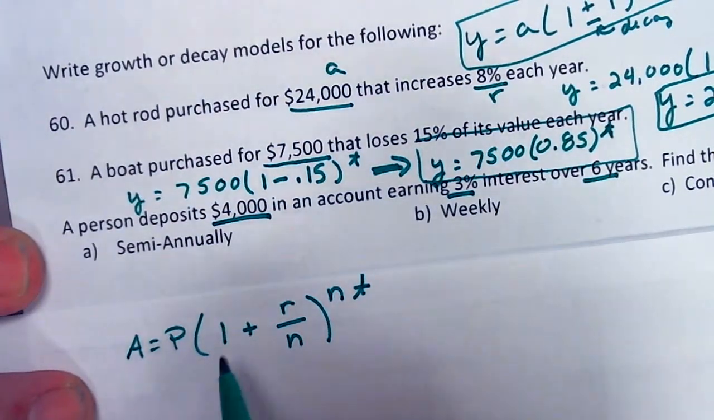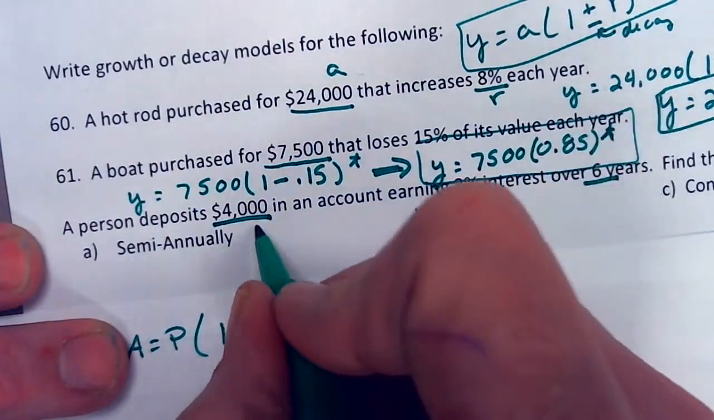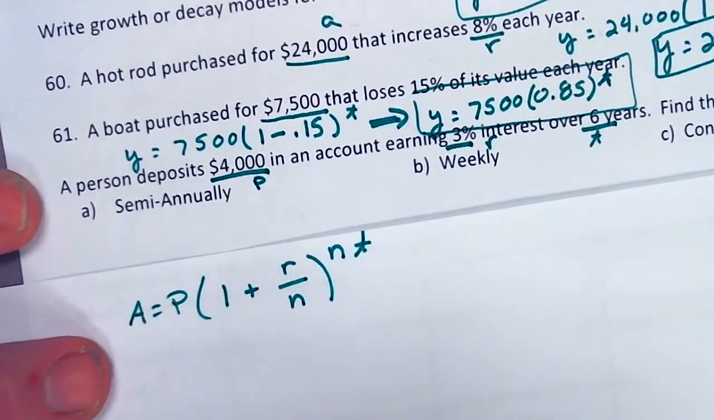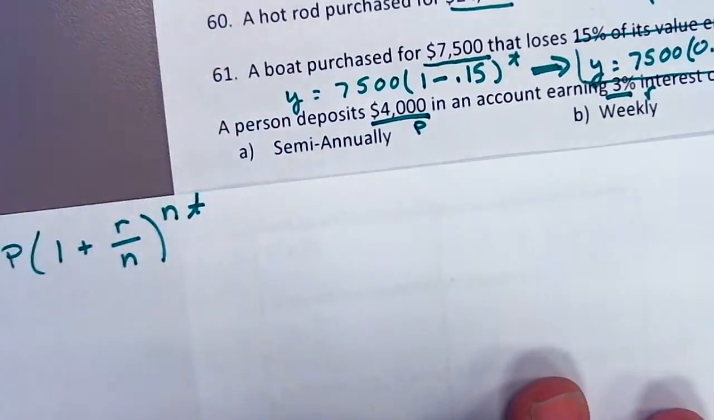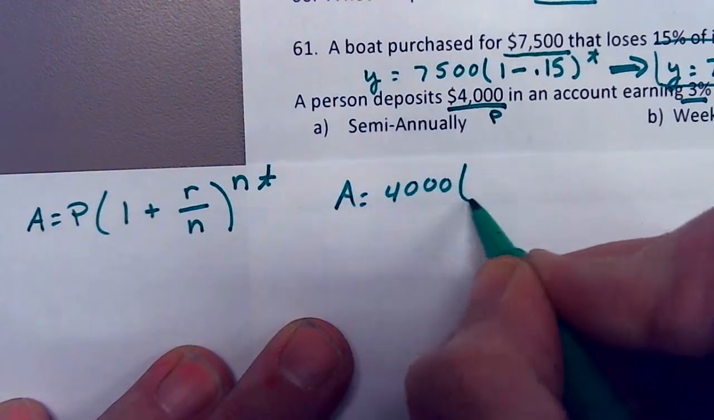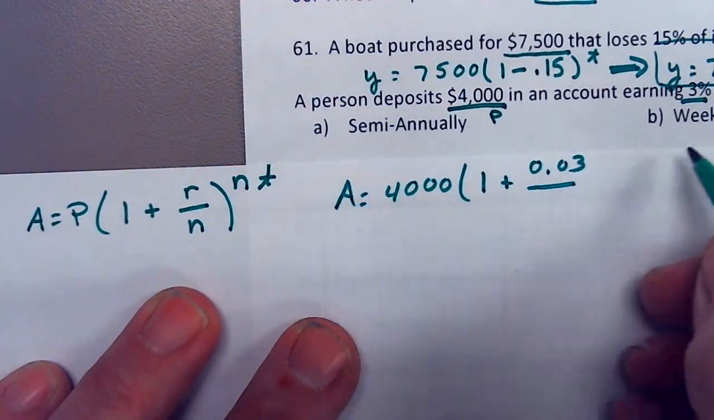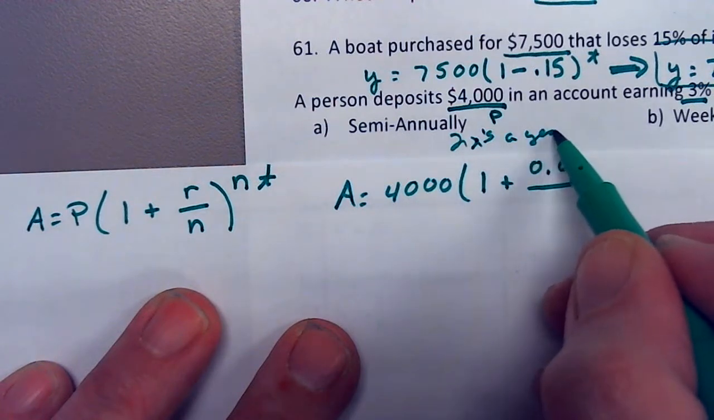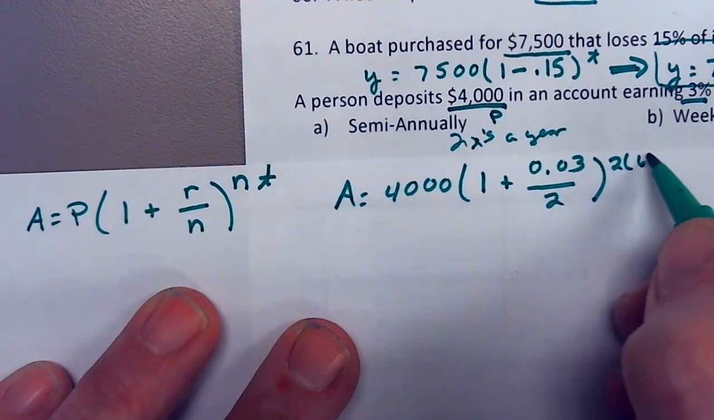For all these problems, A, B, and C, the P is going to be 4,000. That's the principal, how much you put in. The rate is going to be 3%, and the T is going to be 6. So for semi-annually, when I put this into the formula, the amount you have at the end is equal to 4,000 times 1 plus the rate 0.03 as a decimal over n. Semi-annually means 2 times a year. So divided by 2. So n is 2, and to the 2 times t, which is 6.